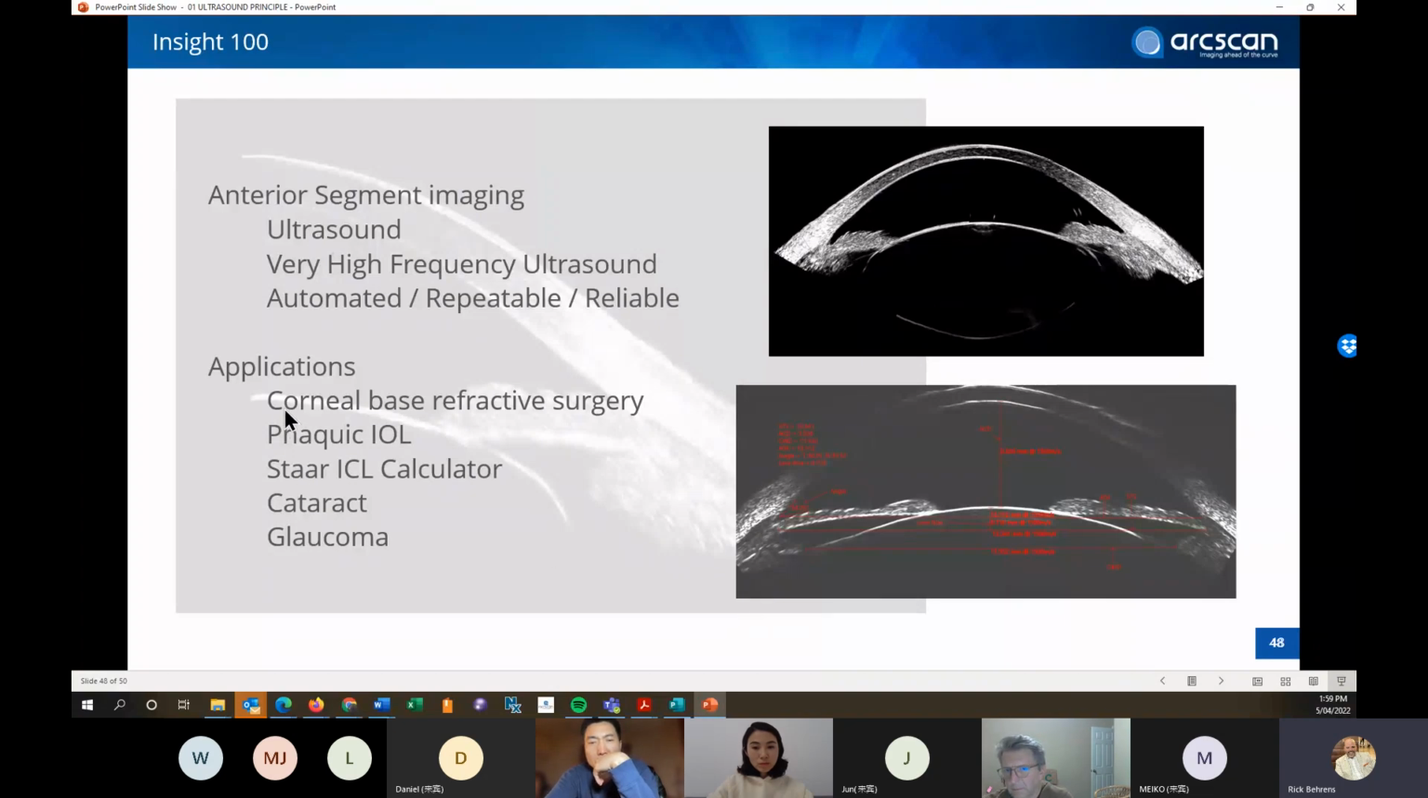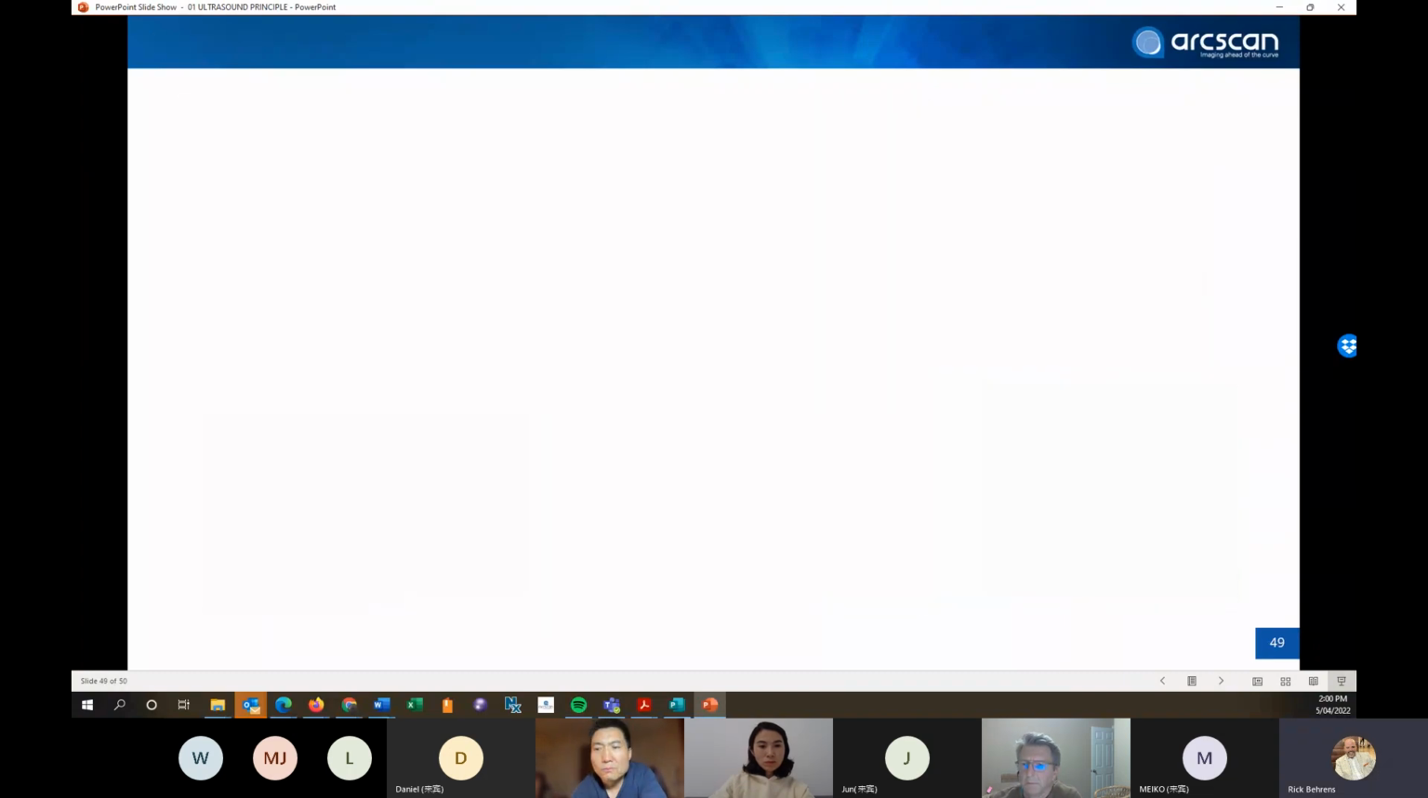We can do applications on corneal-based surgery and phakic IOLs. We have a dedicated STAR ICL, and we probably will have other phakic IOLs very soon. We can do some applications for cataracts, especially post-cataracts, to see where the lenses are, if the lenses are tilted, if the lenses are not tilted, what's happening with the capsule. And we are working at the moment very hard to bring some innovative glaucoma applications.